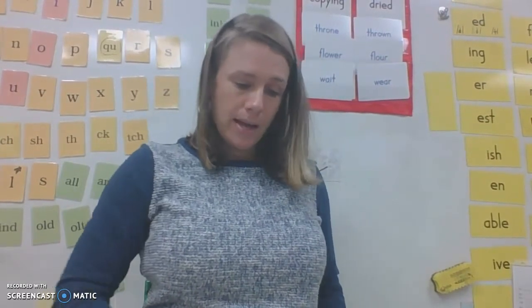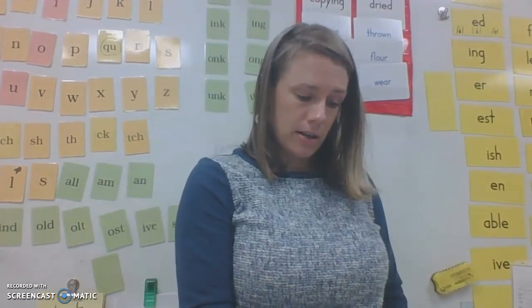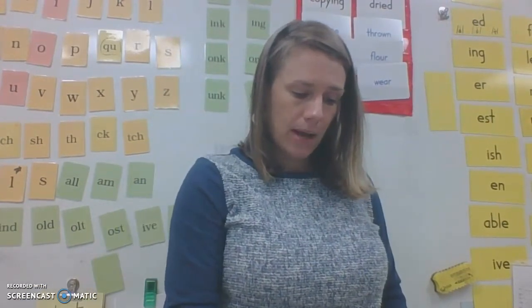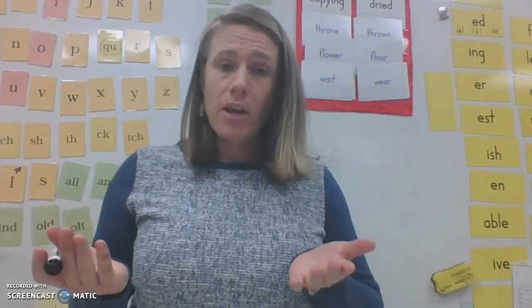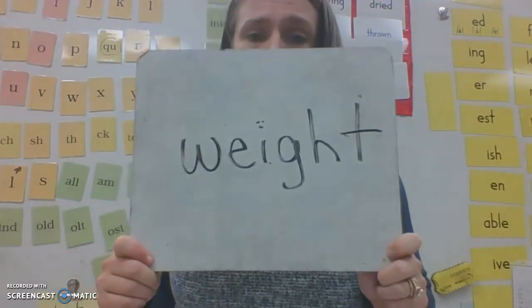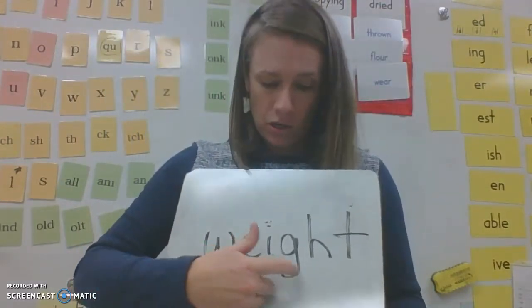The weight of my backpack was just too heavy. I couldn't carry it. The weight of my backpack was too heavy. I couldn't carry it. Write on your whiteboard which weight that is. And you should keep your sound-alike page open so you can spell it correctly. Check with me when you're done. This is the correct weight. W-E-I-G-H-T.